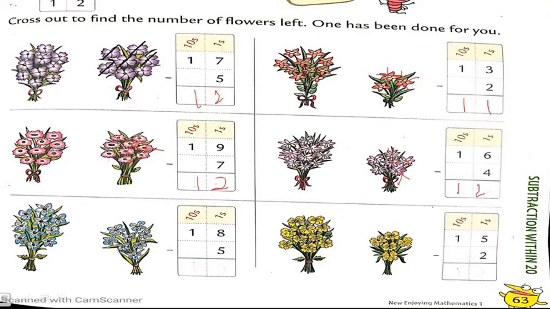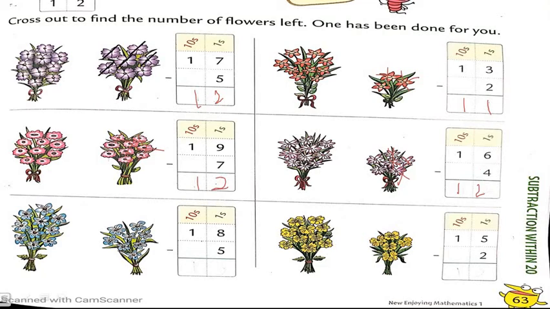Have you observed which number I have written first? Tens column or ones column? If you observe properly, you may have noticed that I have written the number in the ones column first. So while doing subtraction, definitely you have to write the ones column first. Start counting from the ones column. Keep this in your mind whenever you do subtraction of double digits.